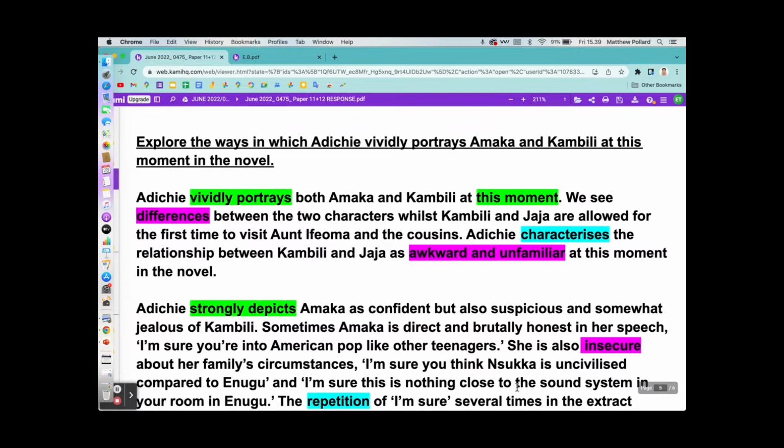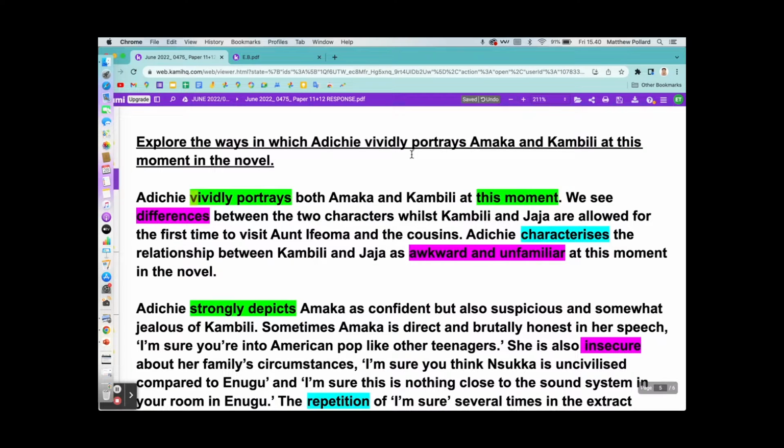Explore the ways in which Adichie vividly portrays Amaka and Kambili at this moment in the novel. Adichie vividly portrays both Amaka and Kambili at this moment. We see differences between the two characters, whilst Kambili and Jaja are allowed for the first time to visit Aunt Ifeoma and the cousins. Adichie characterizes the relationship between Kambili and Jaja as awkward and unfamiliar at this moment in the novel.